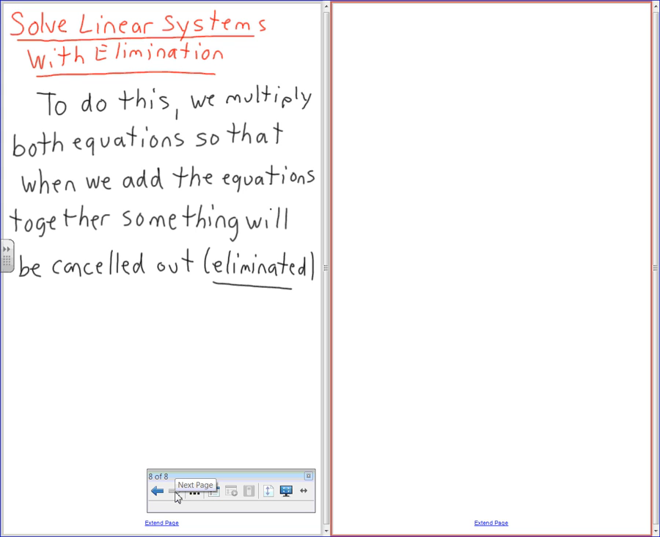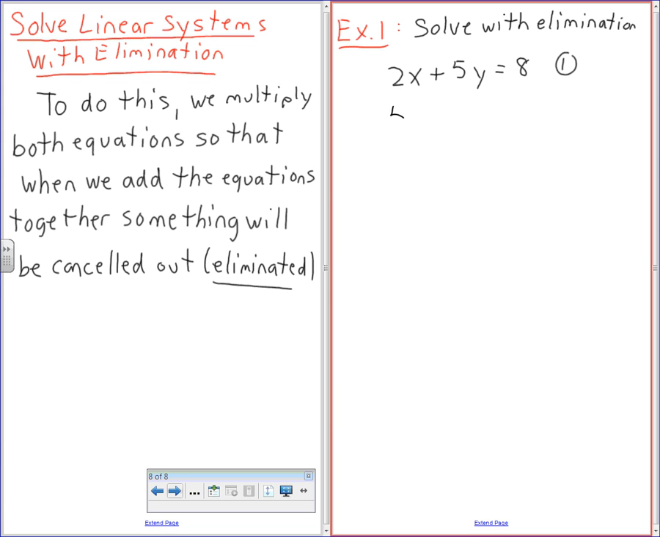Example 1. Says solve with elimination. It says 2x plus 5y equals 8. I'll call that 1. And we're going to say 5x minus 2y equals 2. Okay, if we were doing substitution, what would I have to do here?